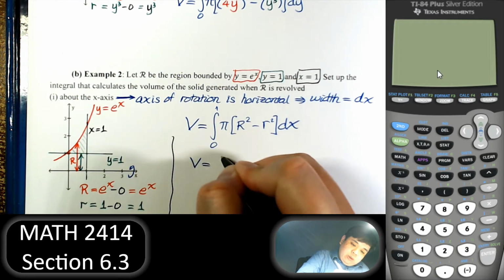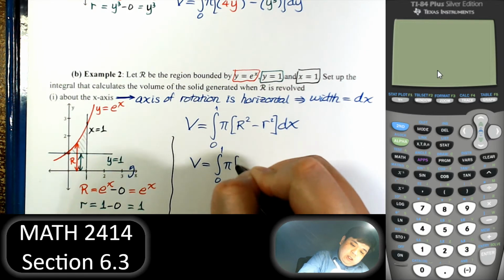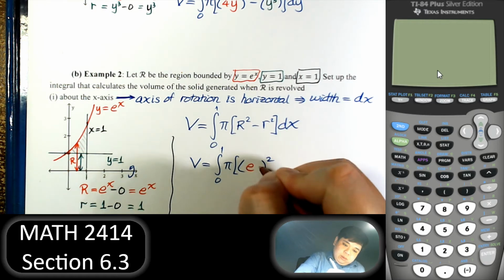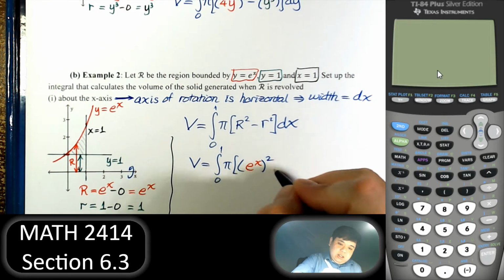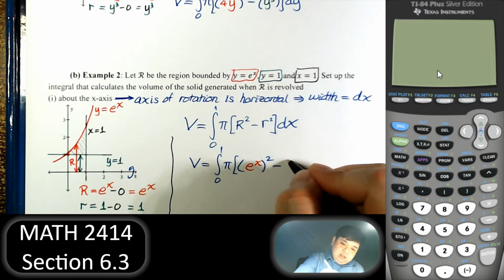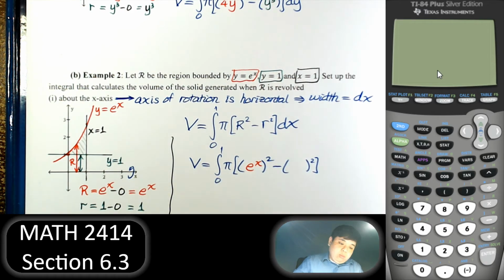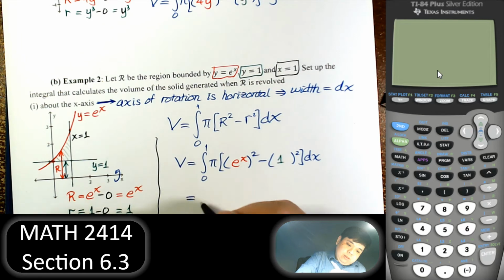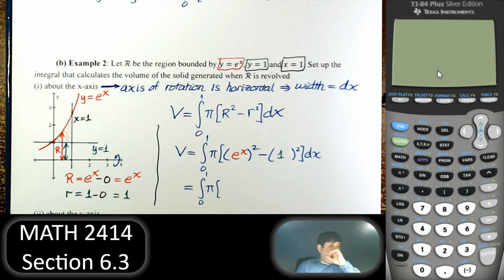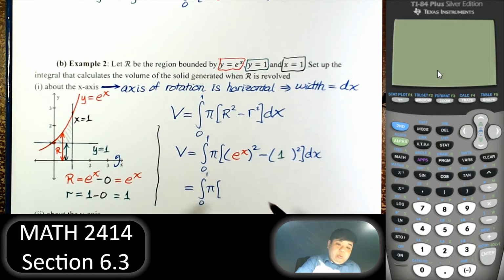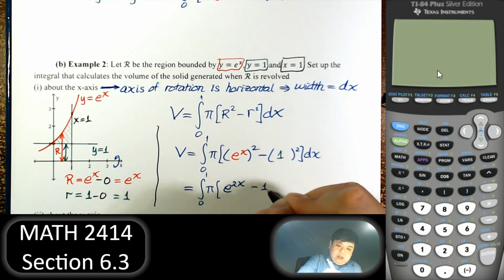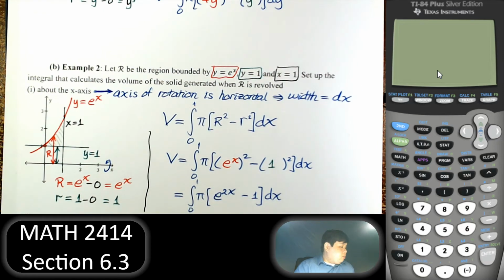So the volume is equal to the integral from 0 to 1 of pi times big R squared, which is e to the x, and little r, which is 1. So we have e to the x squared. When we have a power to another power, we multiply the exponents. So we have e to the 2x minus 1. So that's pretty much it.